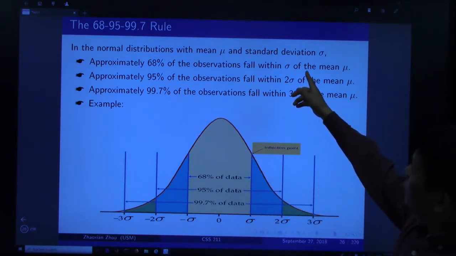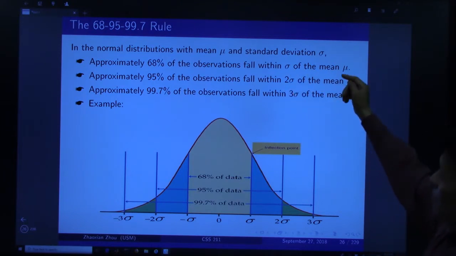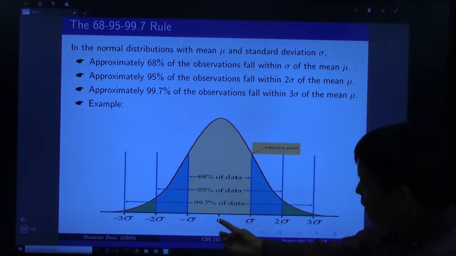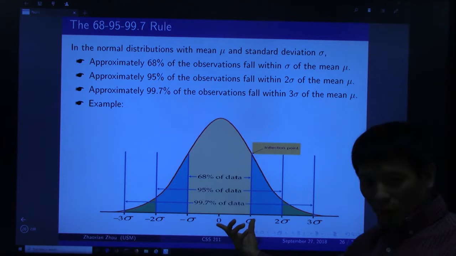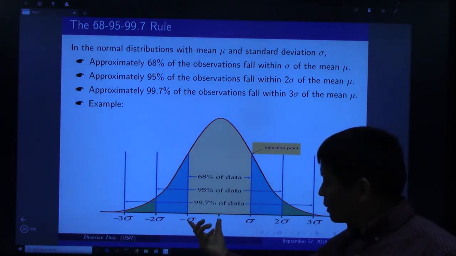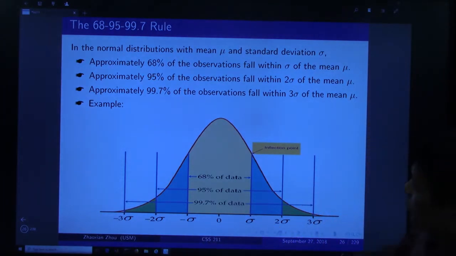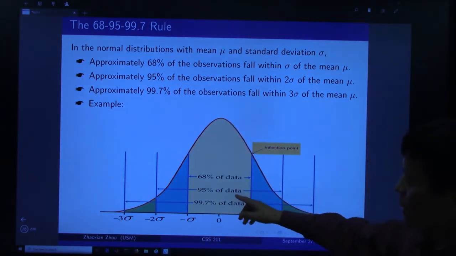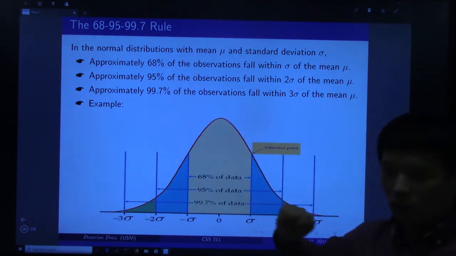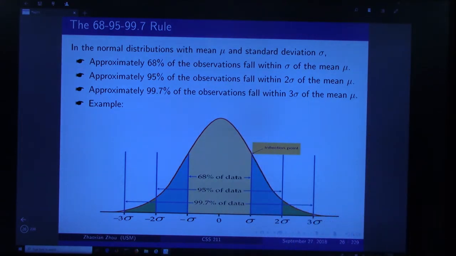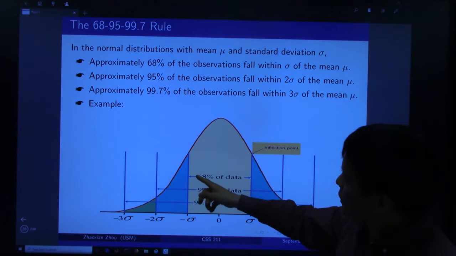Within one sigma of the mean mu, the mu is here. This one is one sigma above the mean. This is one sigma below the mean. So within this range, the proportion of the data is 68% of the total. So this is called the 68.